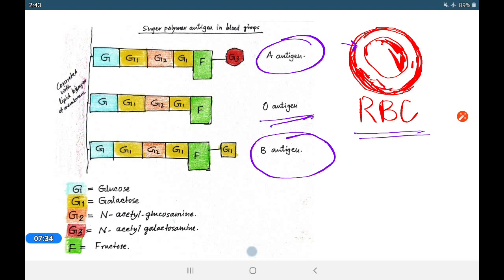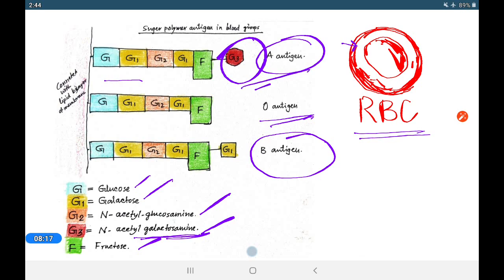You can see that in the lipid bilayer of the RBC, it contains some sugar polymer like glucose, galactose, N-acetyl glucosamine, N-acetyl galactosamine, fructose, all this. So you can see various things are common: the glucose, galactose, N-acetyl glucosamine, and the galactose again, fructose. N-acetyl galactosamine, this one is available in A group.